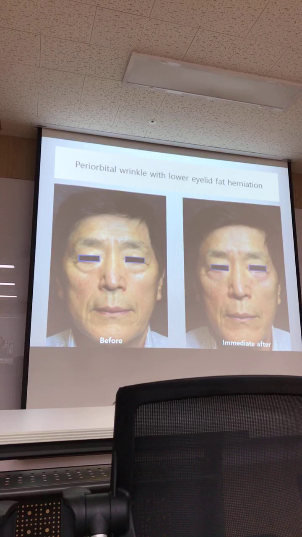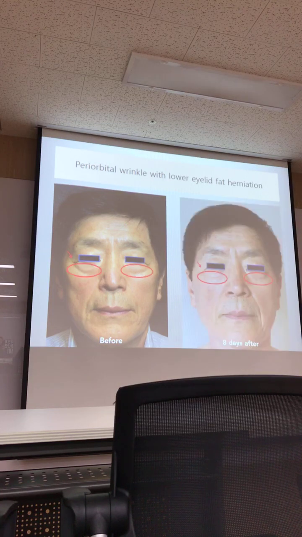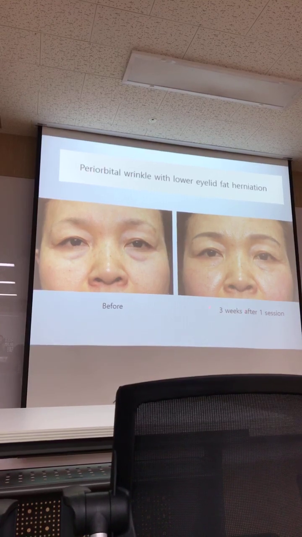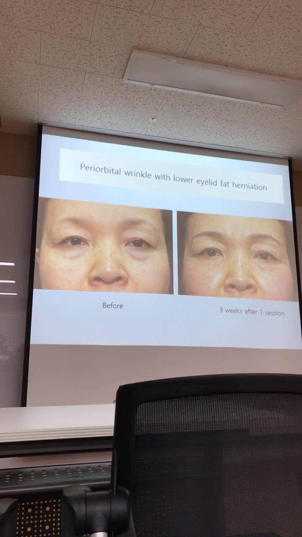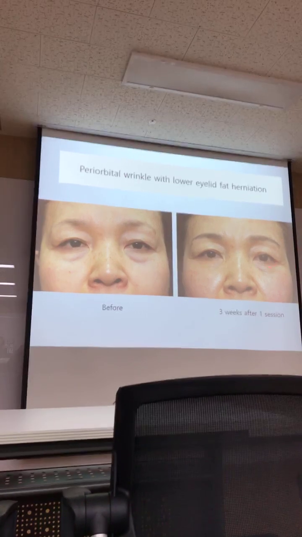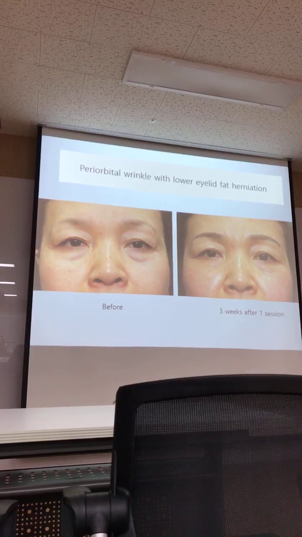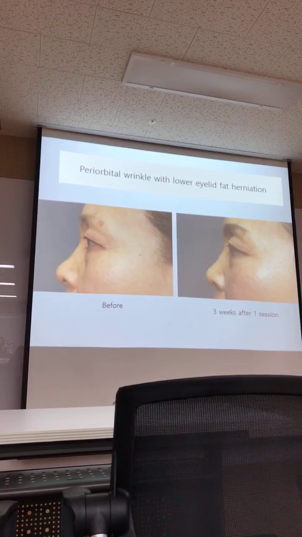So before, this is immediately after, and 8 days after. Sometimes a patient shows a very quick, rapid result. But this is before, this is 3 weeks after, because this is not enough time to make skin tightening. She shows some wrinkles here, but as time goes by, we can see better results. So you can see the bulging here, the flattening here.